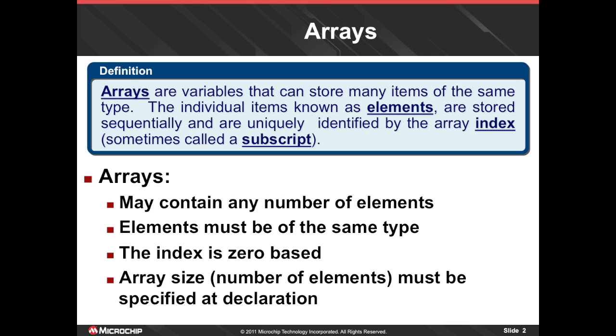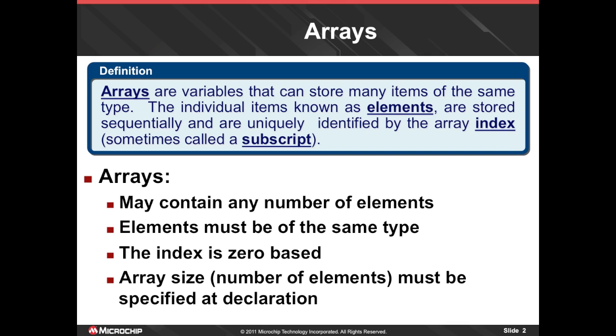So arrays may contain any number of elements. The elements must be of the same type. So typically we're going to be using integer, maybe char, but not floating point. Okay, so we'll stick to int. The index is zero based, which means we will start our indexes at 0. And that's a really important characteristic to understand how these arrays work, because they can get confusing.